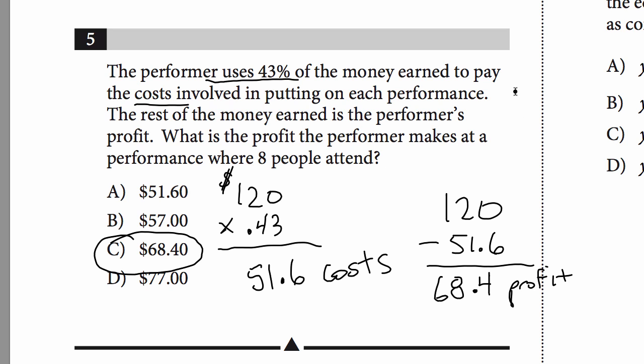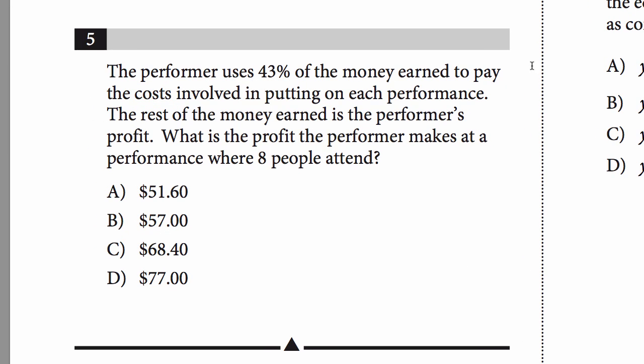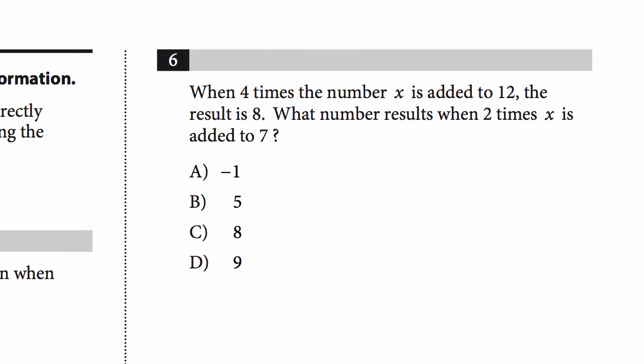Another way you could have done it if you wanted to speed things up, I just realized you could have just taken 120. So 43% goes to costs. That means 57% is whatever's left over. So you could do 120 times 0.57, and what do you know? That also gives you 68.4. So that's another way to do it, kind of to speed things up. All right, number 6. Let's just get this stuff done.